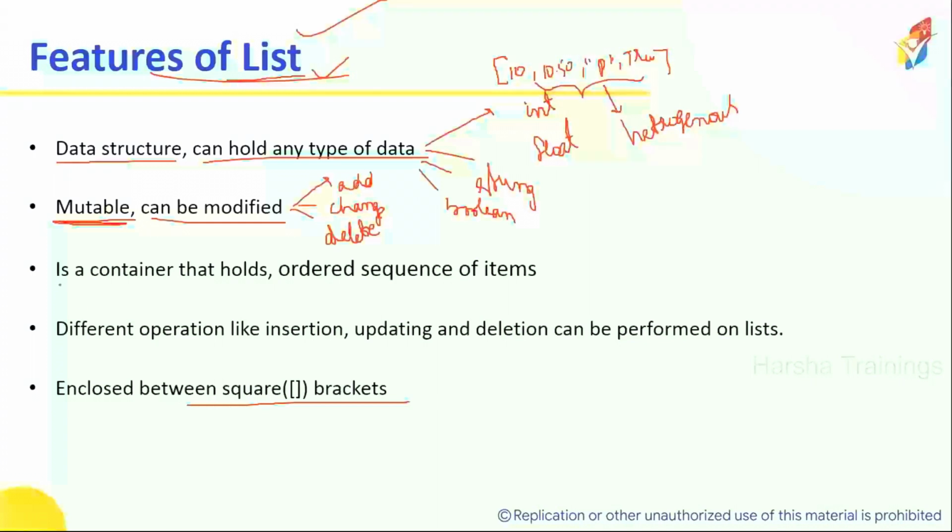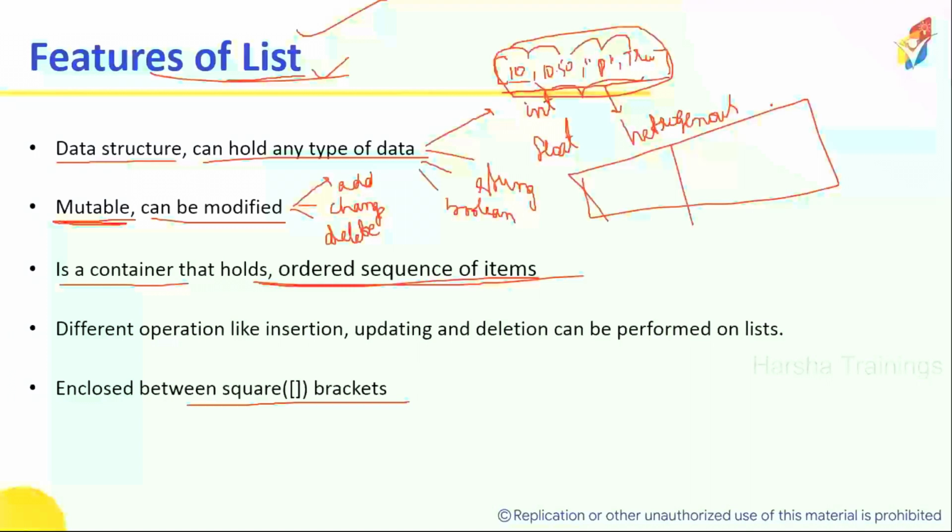Now, the third point is that a list is a container that can hold an ordered sequence of elements. What is the meaning of ordered sequence of elements? Here, integer will be stored, after that float, then string, then boolean. Each and every piece of data will be stored in continuous memory locations. Whatever data I have given the list object, all of it will be stored in continuous memory locations. That is called an ordered sequence of elements.